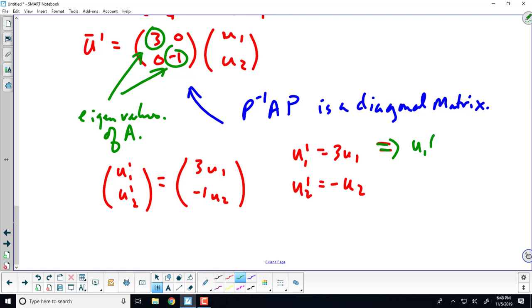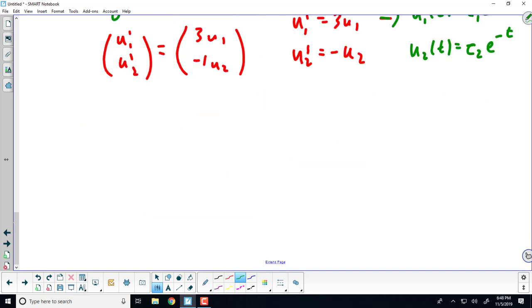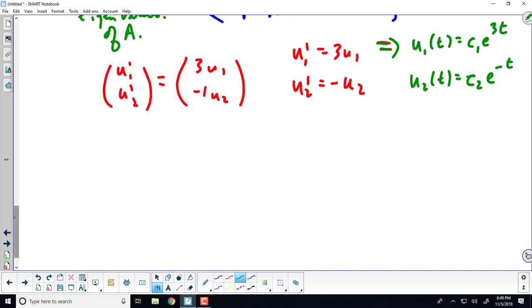We get that U1 of t is equal to C1 e to the 3t. And we get that U2 of t is equal to C2 e to the minus t. Now we're not done, because what did I just find? I just found the unknown functions U1 and U2, right? But I now need to get back to x land, right? Well, we said that x bar was equal to P u bar.